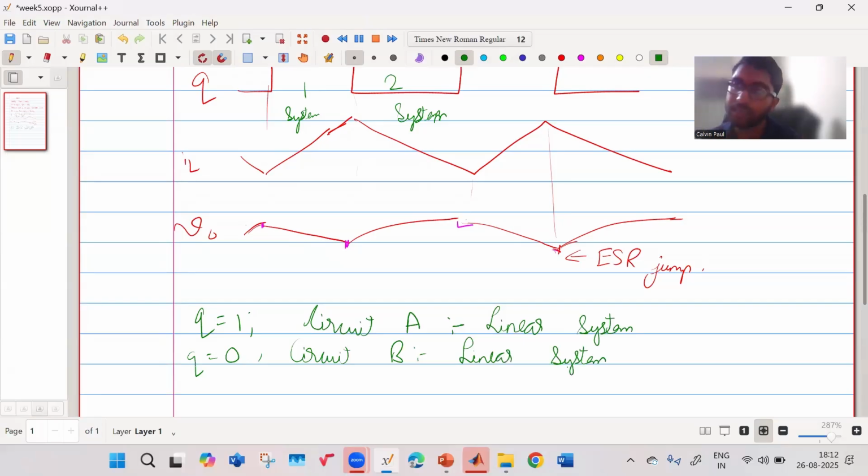But because you're switching, you're going from when the main switch is on to the time when the main switch is off. Because of that switching behavior, that's why the overall system is a non-linear system.